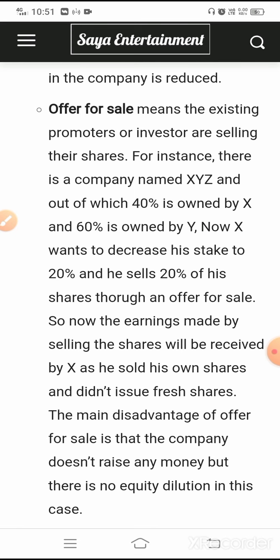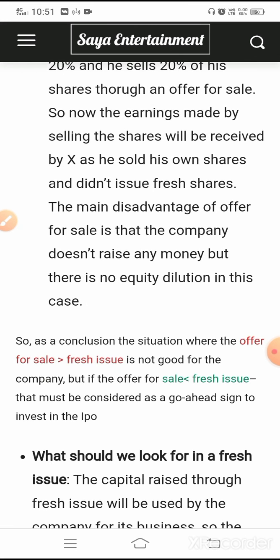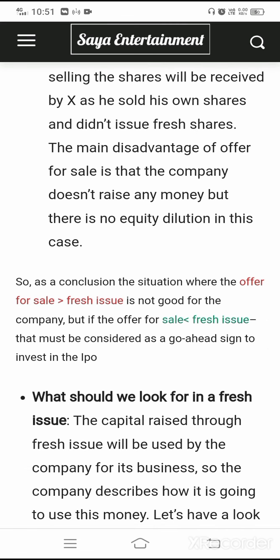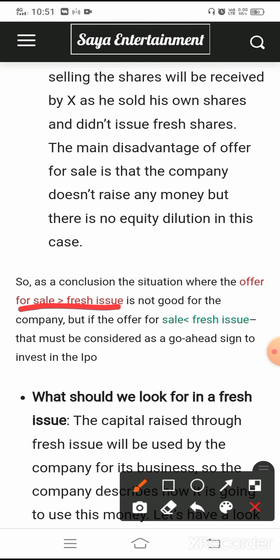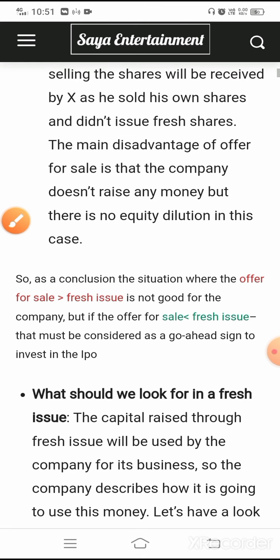The main disadvantage of offer for sale is that the company doesn't raise any money, but there is no equity dilution in this case. So, as a conclusion, the situation where the offer for sale is greater than the fresh issue is not good for the company. But if the offer for sale is less than the fresh issue, that must be considered as a go-ahead sign to invest in the IPO. So, before applying for any IPO, always consider these points.